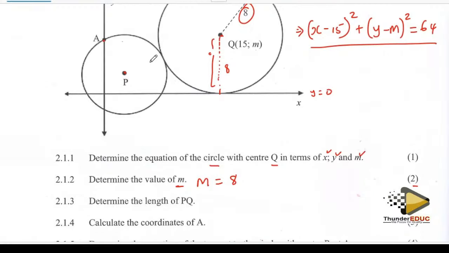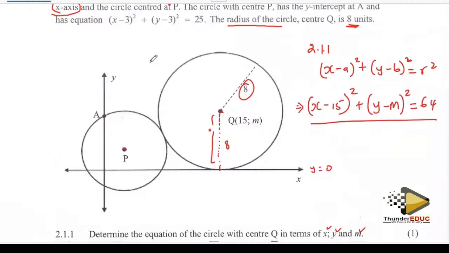PQ. When I look at the equation of circle P, the coordinates are 3 and 5, not 3 and 3. But the radius is 5, since r squared is 25, which means the radius is 5. So from here up to there is 5 units.